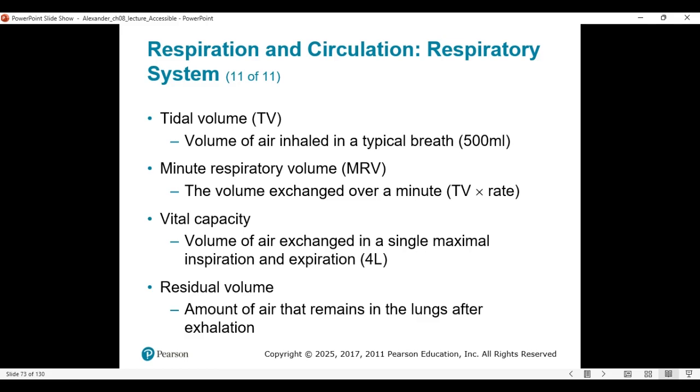This is the volume of air exchange in a single maximal inspiration and expiration. And residual volume: we don't breathe out all the air in our lungs, because if we did, our alveoli would collapse. So we have some natural PEEP in our lungs. This is called residual volume. This is the amount that remains after we breathe out.